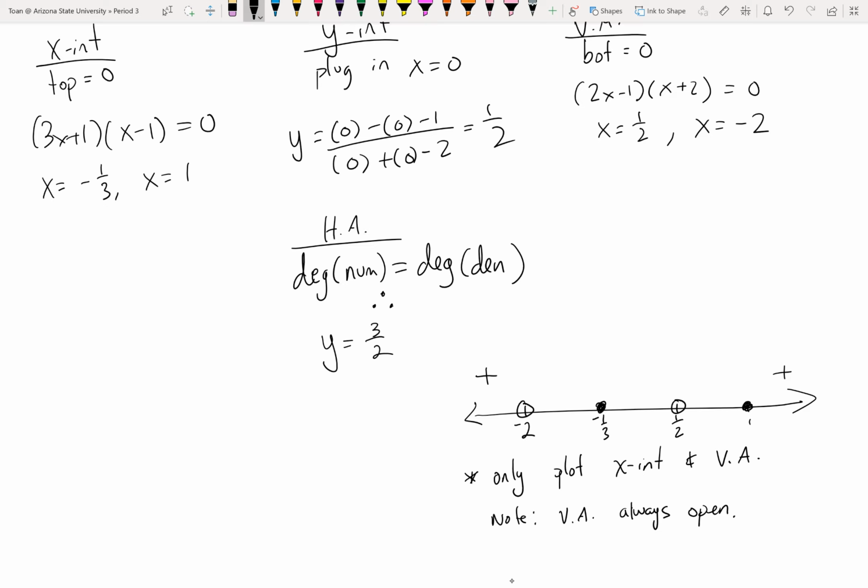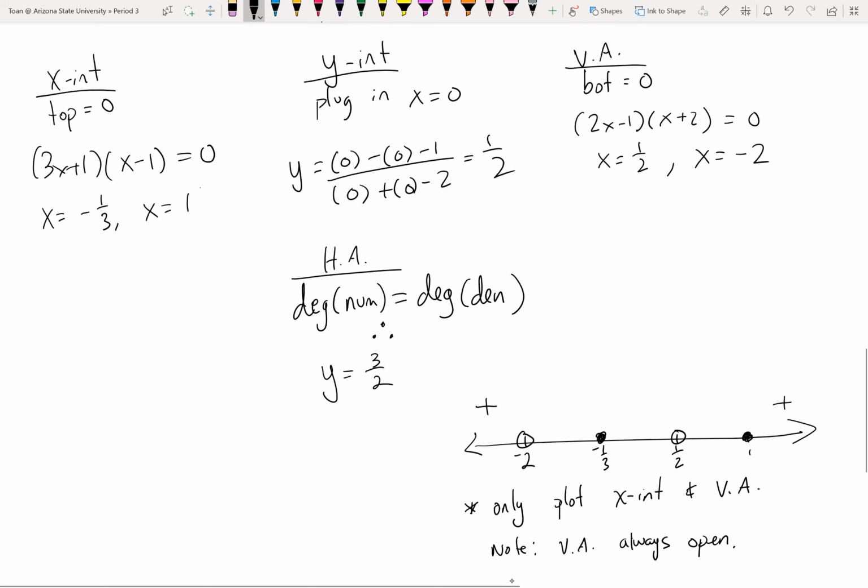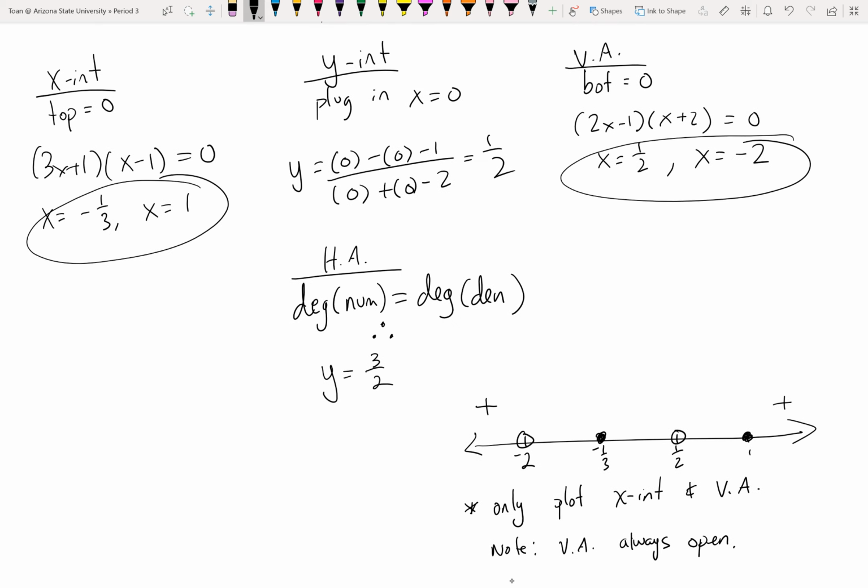Then you just use multiplicities to fill in the rest. So these values here, I got from here and here. What were the multiplicities of all of those answers? 1, which is odd, which means every single sign is going to change. I know it's going to be plus, minus, plus, minus, plus. That should take you like 5 seconds in real time.